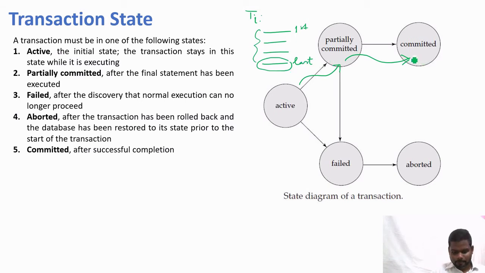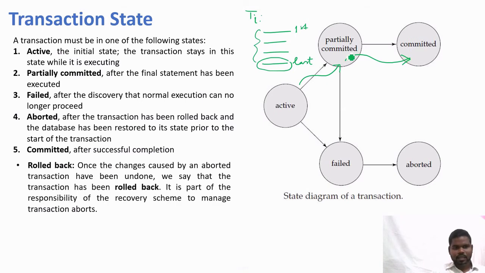Okay, so we have some terms related to the transaction states, and that is called rollback, which we have already seen here in the fourth state. What is the meaning of rollback? Once the changes caused by an aborted transaction have been undone, we say that the transaction has been rolled back.